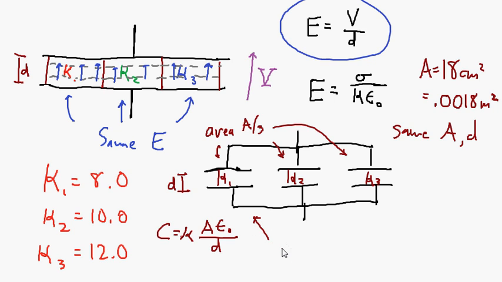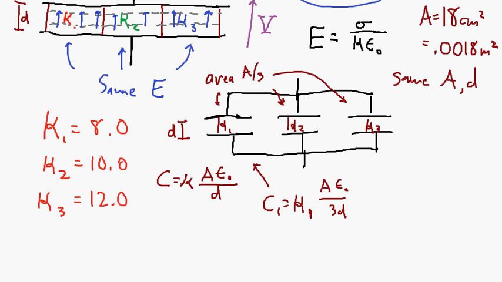Which means for 1, I mean, this is pretty obvious, right? So capacitance for 1, C1, is kappa 1, and then the area of this capacitor is A over 3, right? So this is going to be kappa 1 A epsilon naught over 3D. And then similarly for 2 and 3. I'm not going to do all 3 of them because I think you see what's going on here. But let me scroll this down.